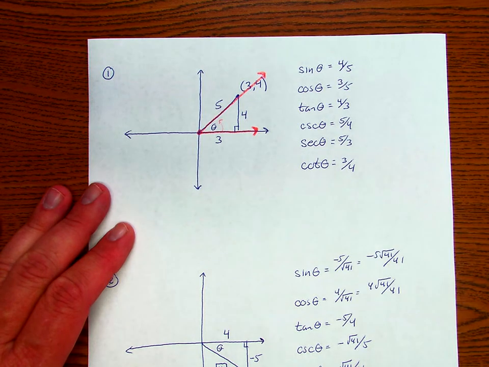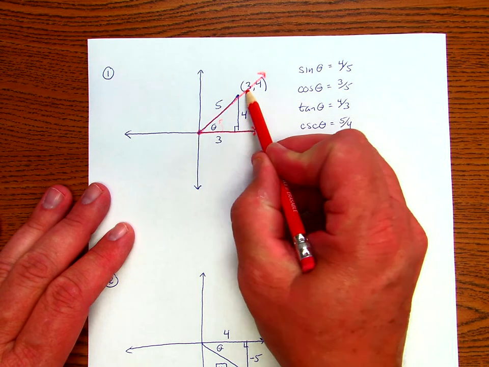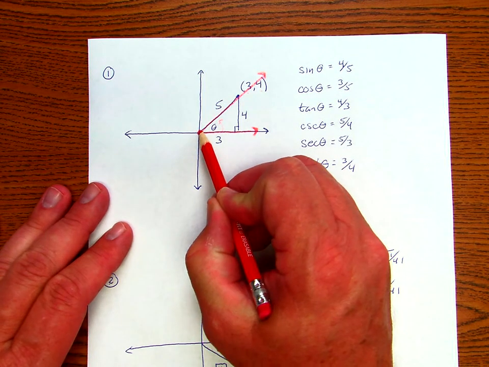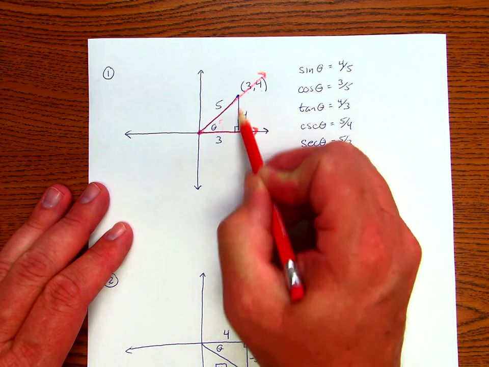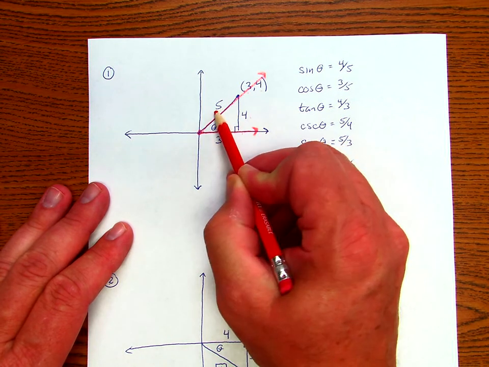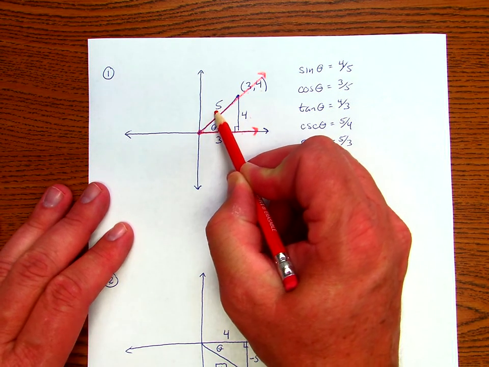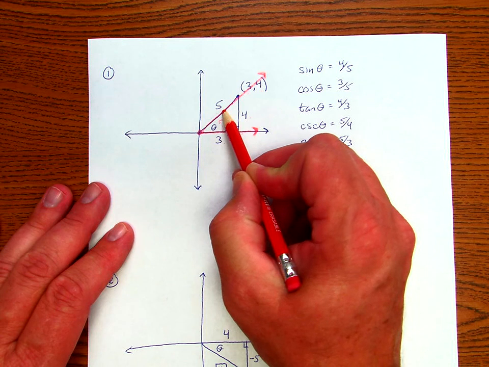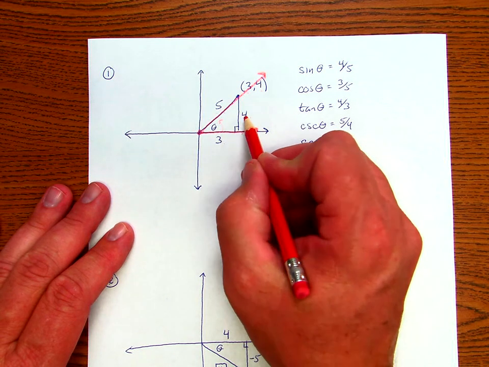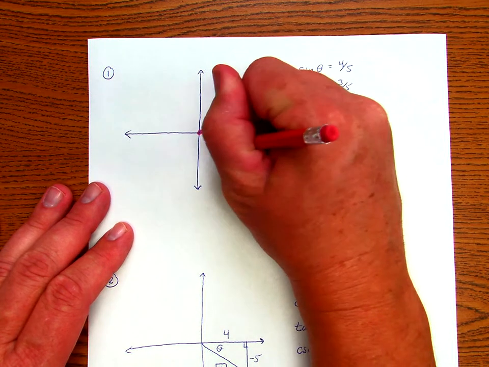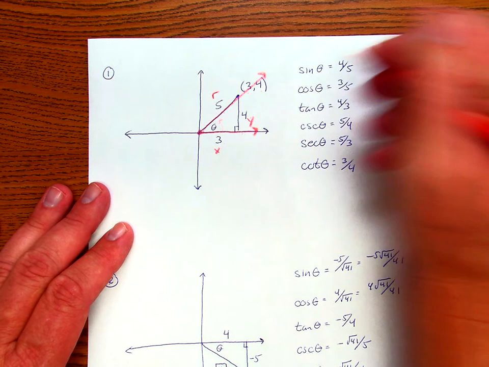So if it passes through 3, 4, that means that length is 3, that length is 4. A squared plus b squared equals c squared, or recognizing it as a Pythagorean triple, r must be 5. So once you know the x, the y, and the r, you're just setting up all 6 fractions.